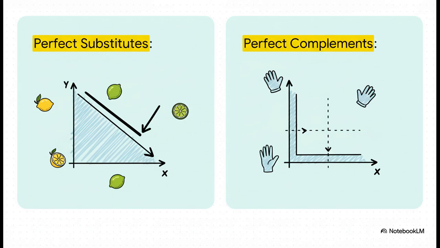And the shape of the curve tells us even more about your preferences. If you think two things are perfect substitutes, like, say, Coke and Pepsi for some people, you're willing to trade them at a constant rate. That creates a straight line indifference curve, like you see on the left. But if they're perfect complements, things like left shoes and right shoes, you need them together. Giving you 5 more left shoes doesn't help if you don't have a right one to go with it. And that creates that very distinct L shape you see on the right.